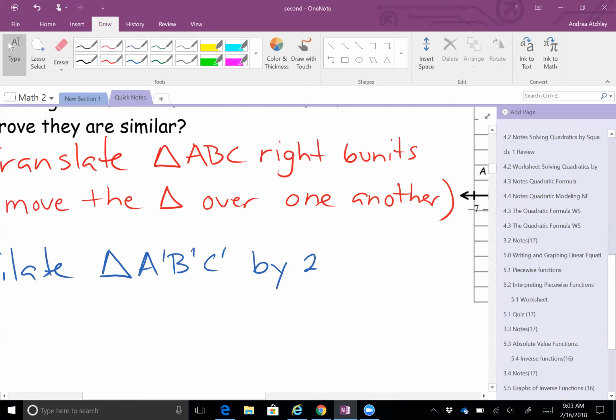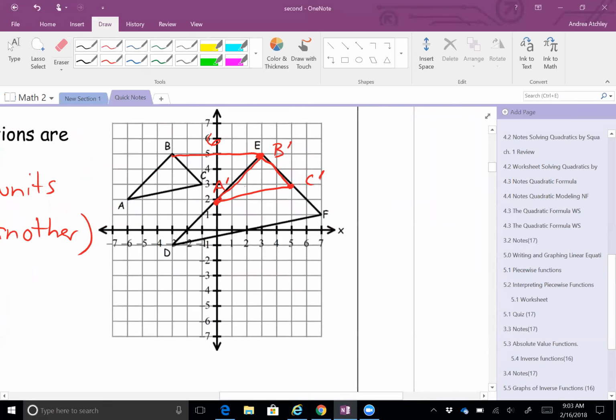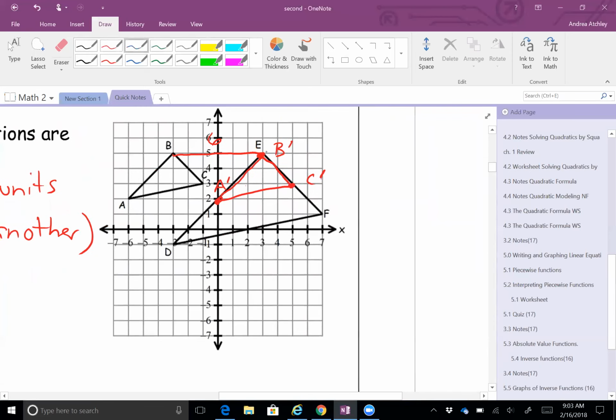So we want this side. This is 1. The rest of it is 2. So to get this here, we have to dilate it by 2. And so that would be C double prime. Same with this one. Here's 1, 2, 3. So then 1, 2, 3 would double it. Does that make sense?